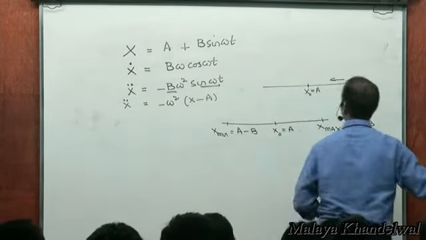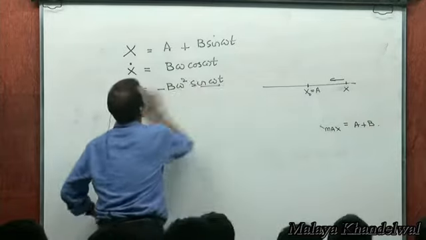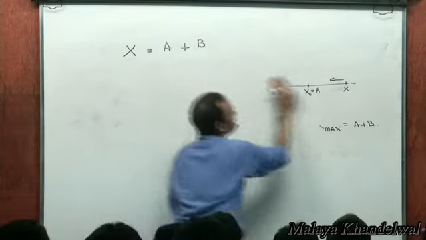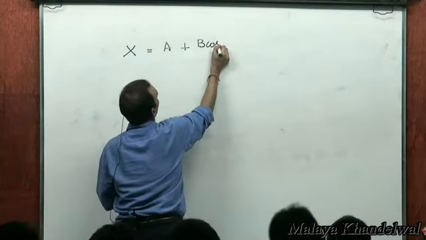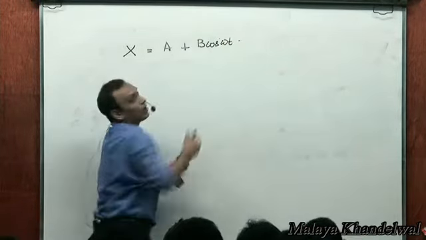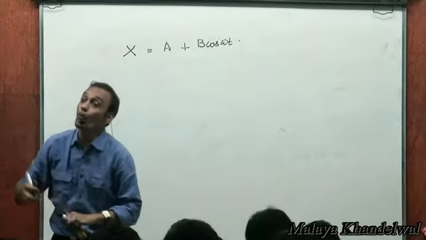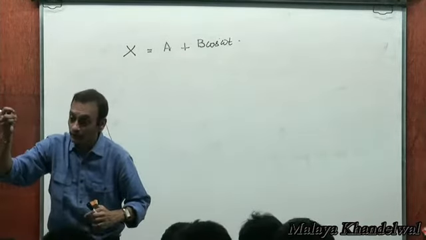Okay, now, even if it was cos omega t, same thing. a plus b cos omega t would also be simple harmonic with amplitude equal to b. Amplitude equal to b. Right?